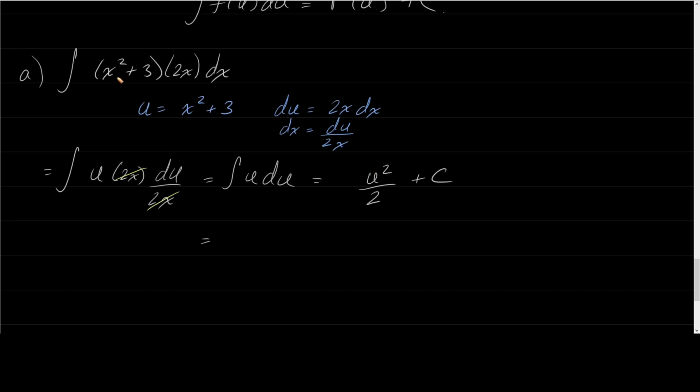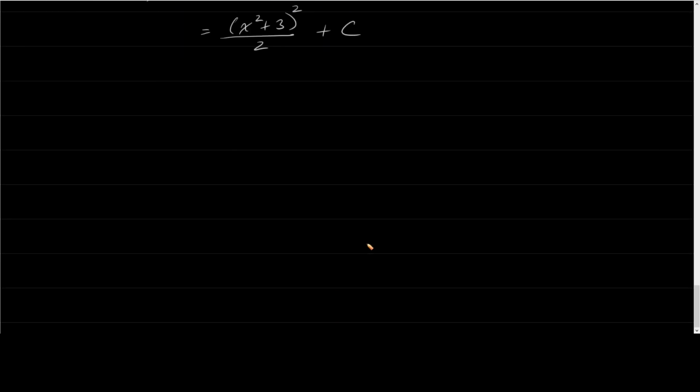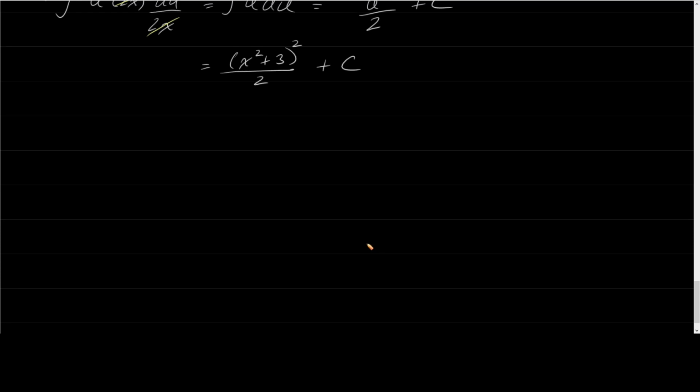So what we're going to end up with is (x squared plus 3) over 2, squared, plus c. Now that you have things in terms of x, we have solved it. That's our final answer. So let's do a bunch more of these, a bunch more u substitution problems.